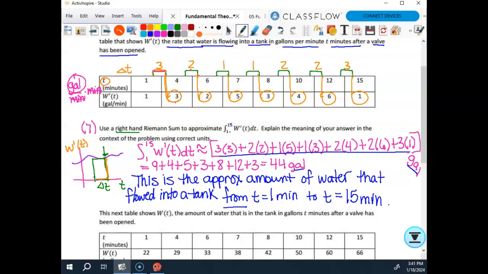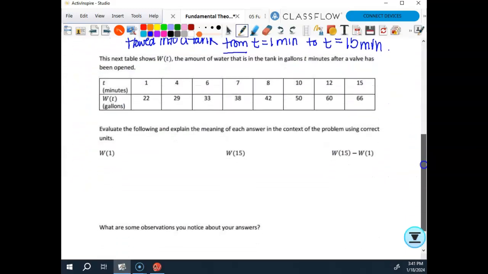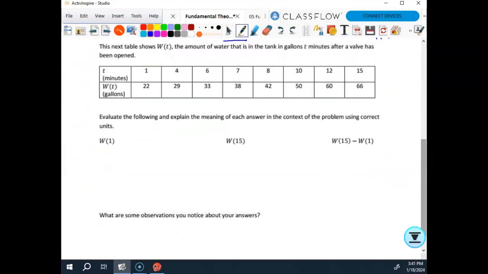Okay, so we've already talked about that, but we're looking at it again, and we're going to move forward and connect it with what's underneath here. So this was the rate. They gave us the rate. It was W prime of t gallons per minute. Okay, so now let's look at this chart. This next table shows the amount of water that is in the tank in gallons, t minutes after, so it's the W of t, the amount of water in the tank in gallons, t minutes after the valve has opened. So here's my t in minutes, here's my W of t in gallons. So this is the amount. Above there, that was the rate.